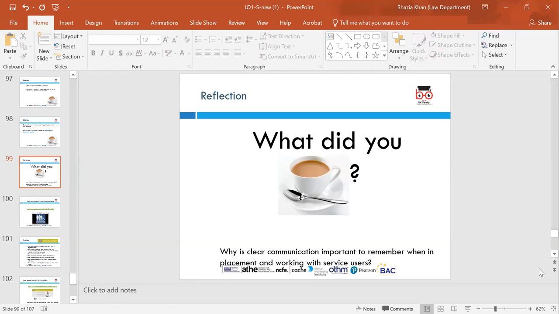So by delivering messages clearly, there's no room for misunderstanding or alteration of messages, which decreases the potential for any sort of conflict. In situations where conflict does arise, effective communication is a key factor to ensure that the situation is resolved in a respectful manner.